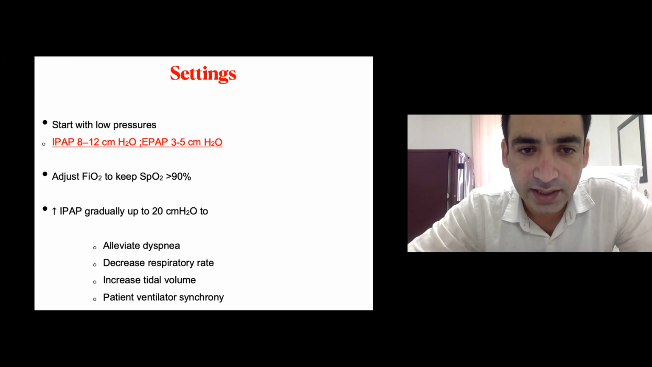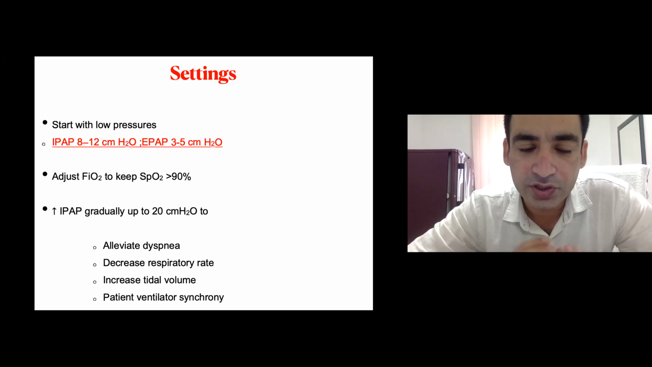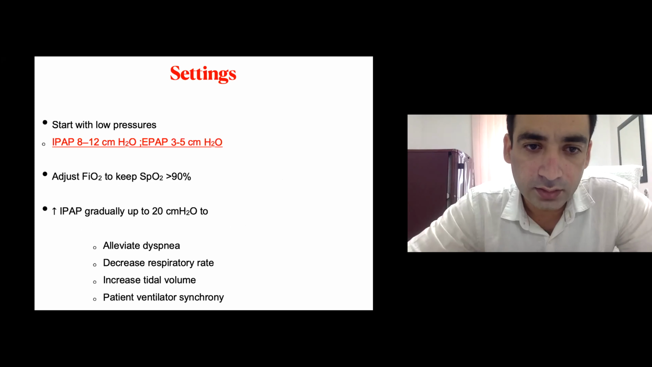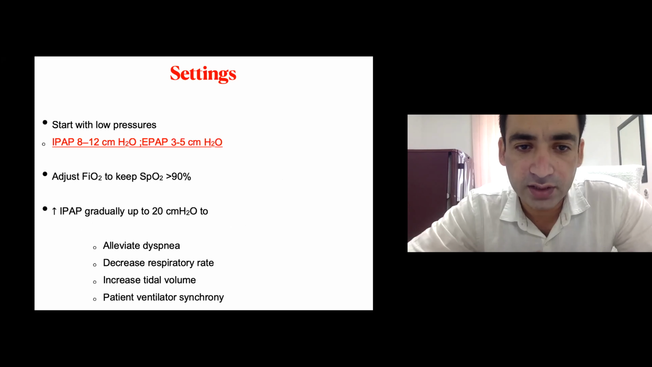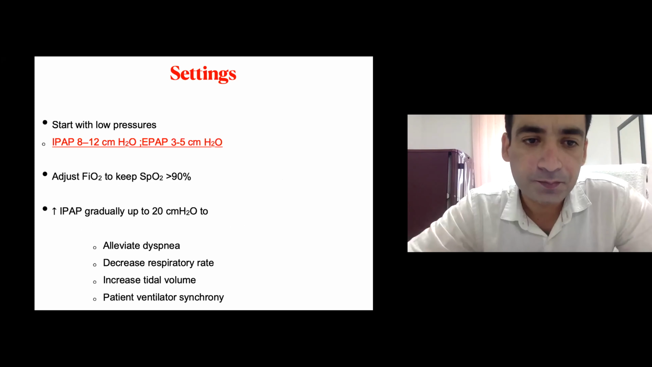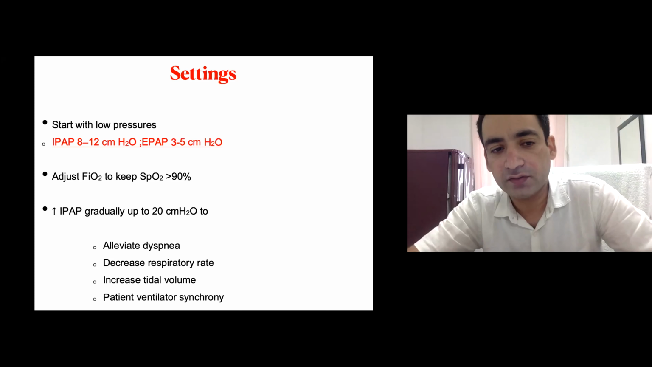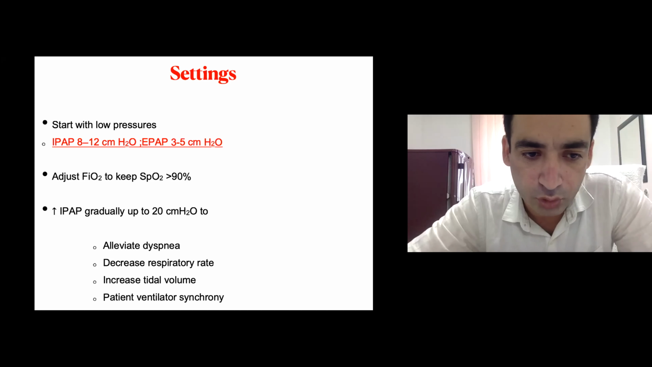The initial settings, as we already discussed, have 2 pressures which have to be set. The IPAP is usually set at 8 to 12 centimeters of water, and EPAP is usually set between 3 to 5. Remember that the difference between these 2 pressures is usually 4 to 5. The other thing which we have to set in BiPAP or ventilation is FiO2. In neonates, we have to maintain a saturation between 90 to 95, and in older children, the saturation should be more than 94.